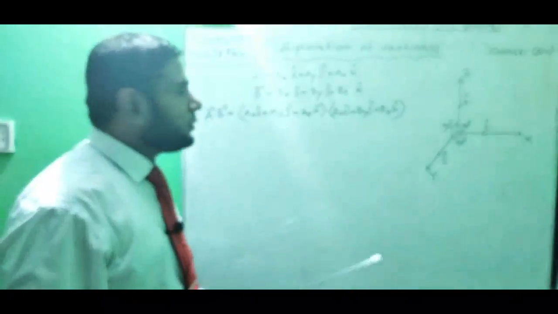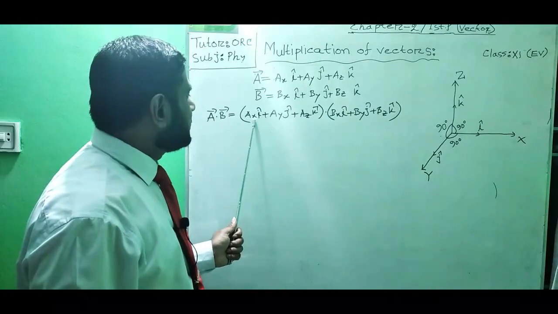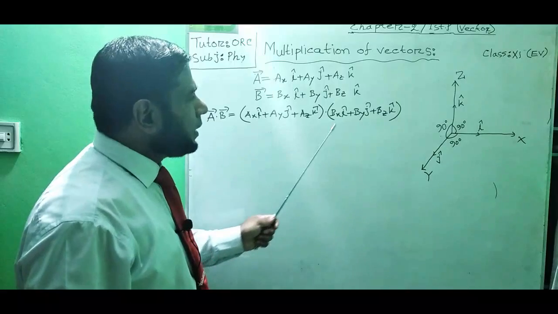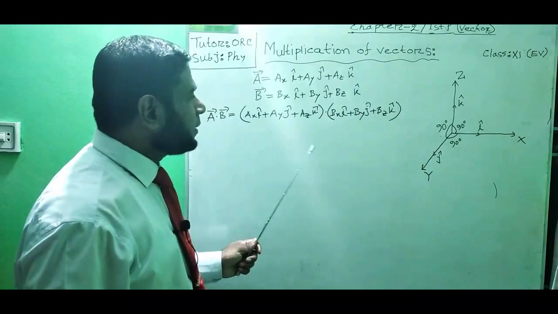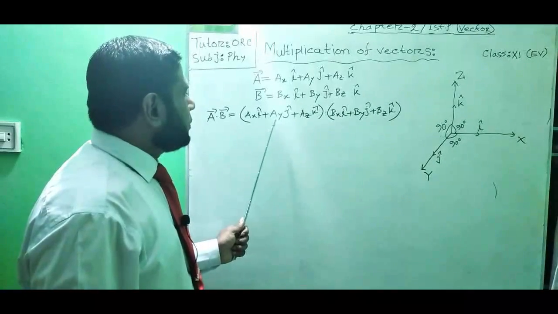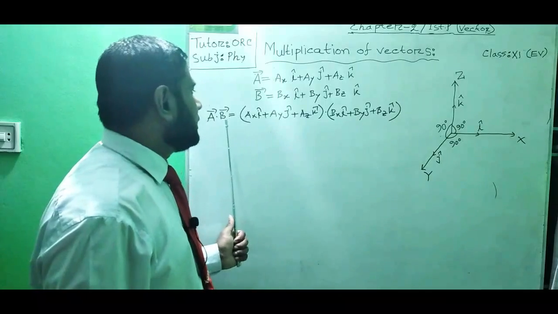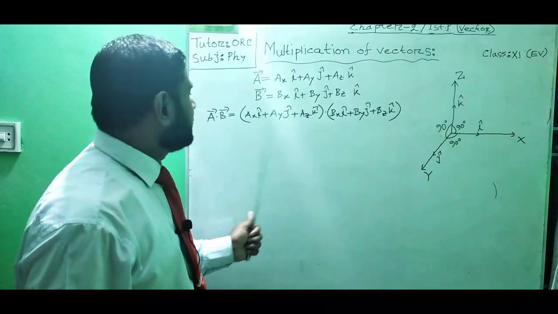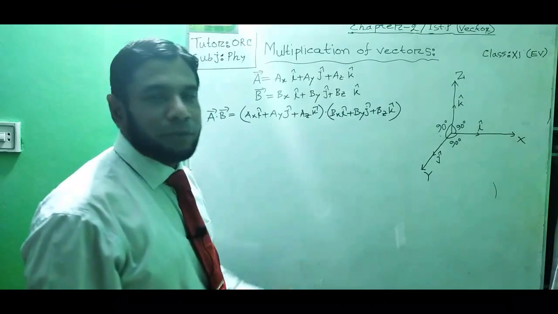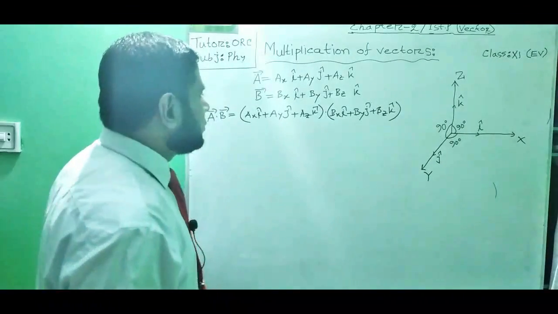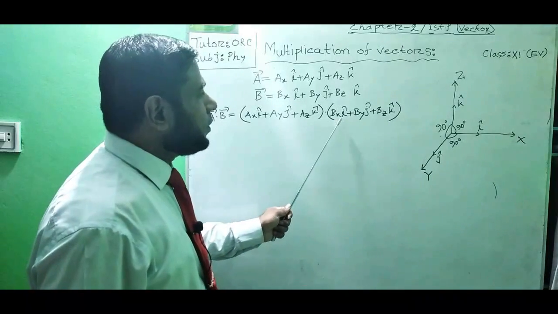we have to multiply the first term of vector A with the first term, second term and third term of vector B. Again we multiply the second term of vector A with all three terms of vector B. Again with the third term of vector A, we multiply all three terms of vector B. Now let us multiply. First of all, we multiply the first term of vector A with the first term of vector B.